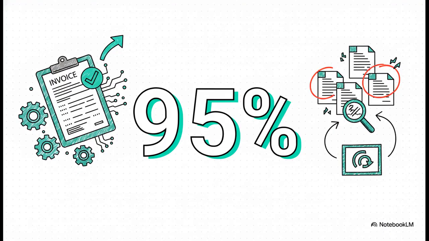First up, 95%. That's your magic number. Your system has to achieve at least 95% accuracy in pulling the data from your standard invoices. If you're not hitting that number, you gotta go back and figure out what's tripping it up before you move on.